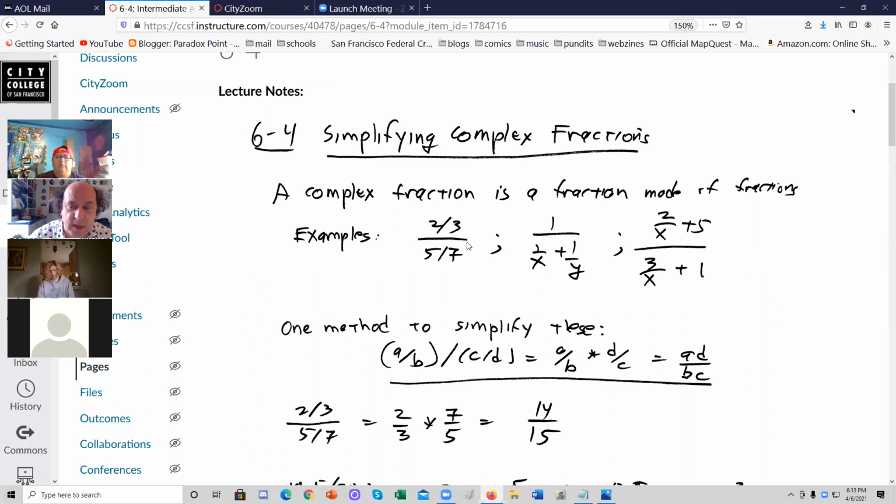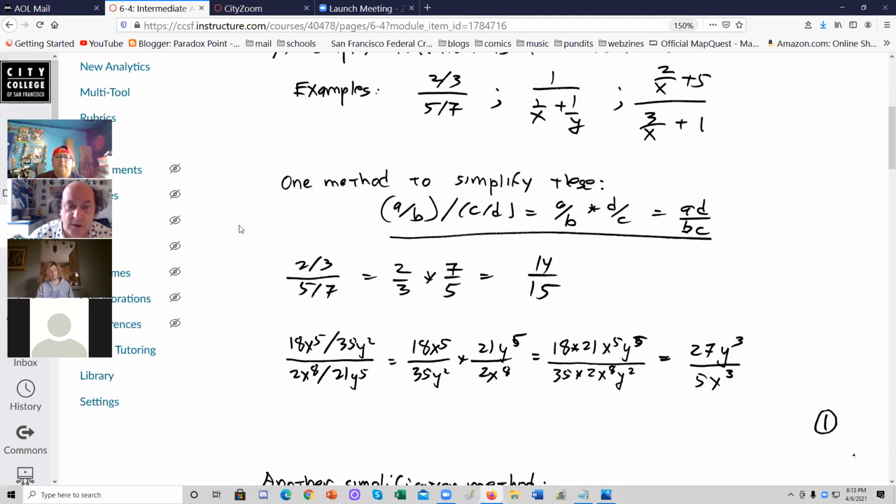One, for something like 2/3 over 5/7, a fraction divided by a fraction equals the fraction times the reciprocal of the denominator, a over b times d over c. Then you multiply across, ad over bc. So for example, 2/3 over 5/7 is 2/3 times 7/5. Multiply across: 2 times 7 is 14, 3 times 5 is 15. Therefore, 14 over 15.